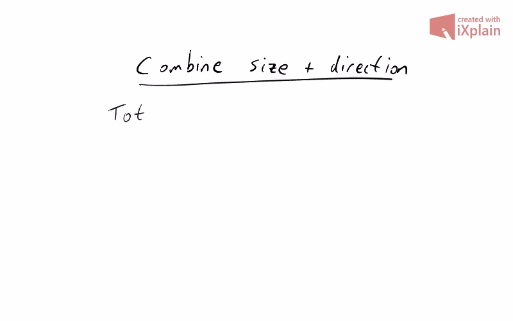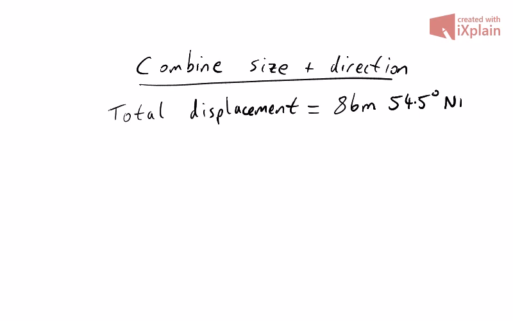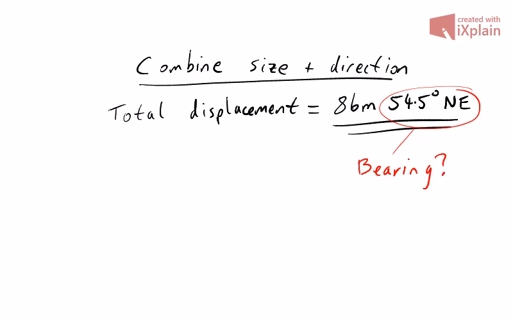Now the next stage is to combine both the size that you had in the Pythagoras part and the direction you got from the trigonometry part. So the total displacement for that example is just going to be your 86 metres, 54.5 degrees northeast. Now that direction looks a bit clumsy. You could change it into a bearing if you wish. You can leave it like that if you want, but you could put it in a bearing.